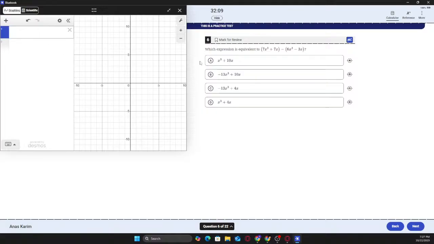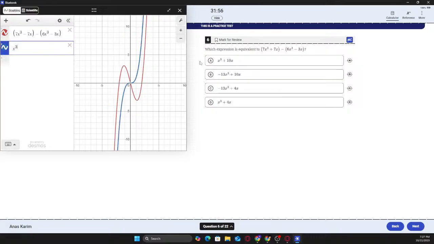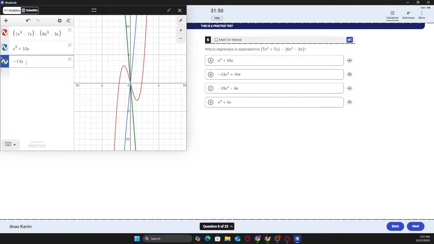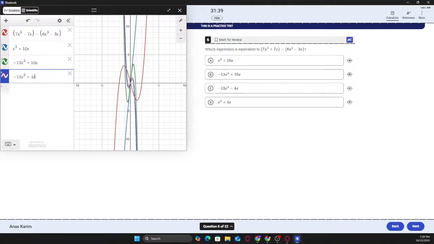Desmos right here. You don't practically need Desmos. I can probably solve it, but you can just type it out. So minus 6x cubed minus 3x, right? You can just type it out. So x cubed plus 10x. Not the case. Negative 13x cubed plus 10x. Not the case. Negative 13x cubed plus 4x.